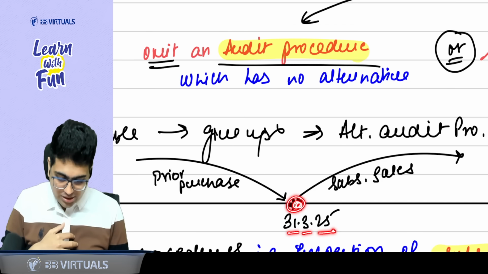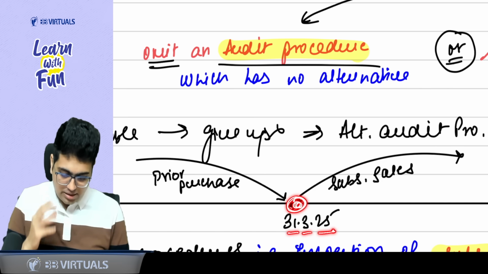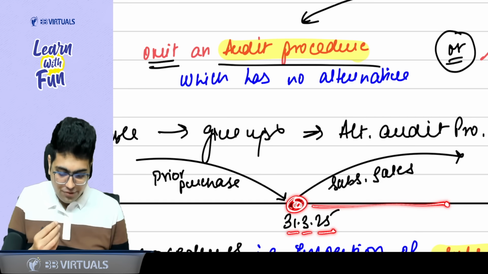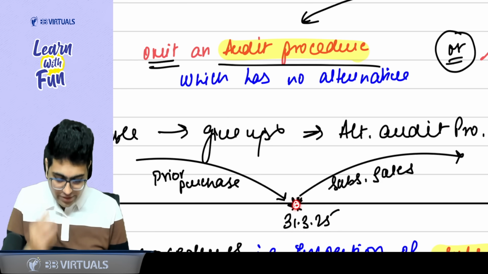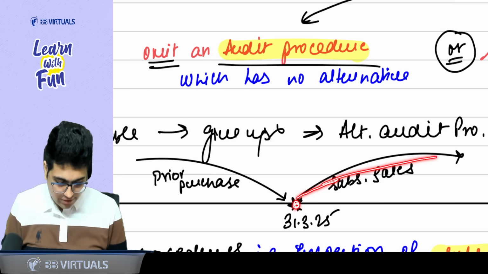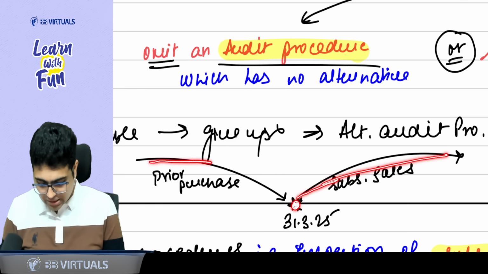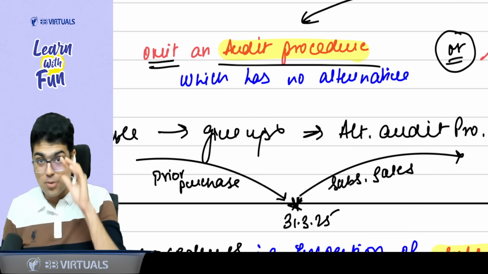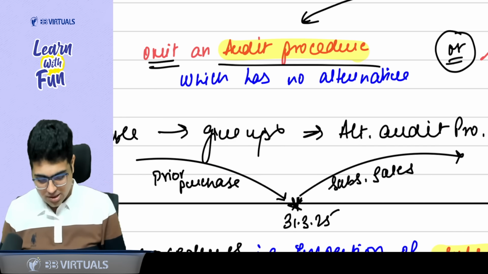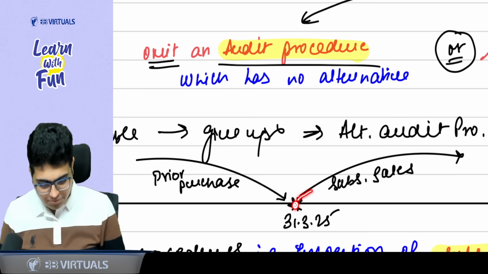How do I get to know this inventory is there? Sir, if I want to know the inventory here, I can see the sales of the inventory after 31st March. Sales of which inventory? Which was purchased prior to 31st March. If you want to know the inventory as on 31st March, how do you get to know? Sir, it must have been sold after that.